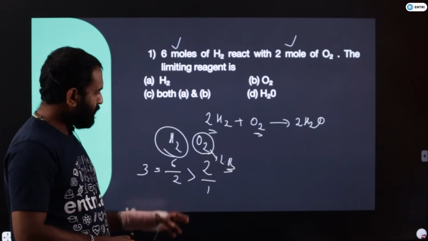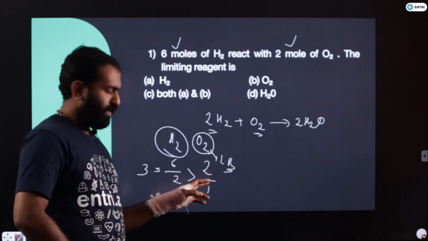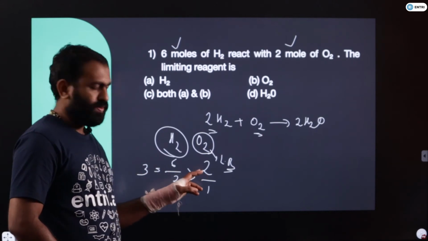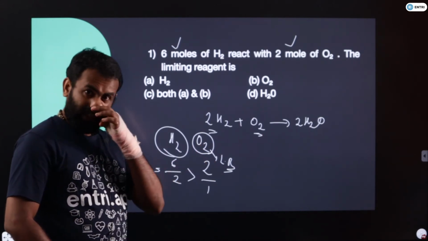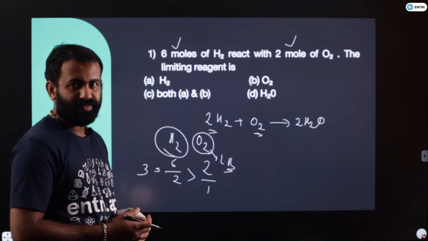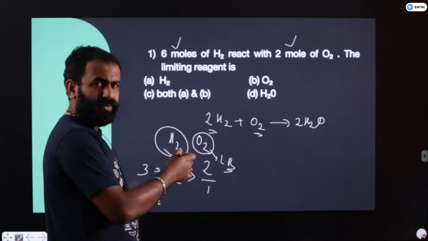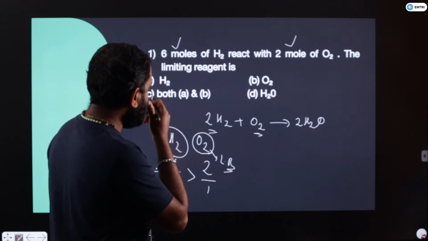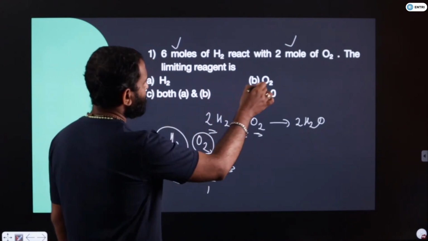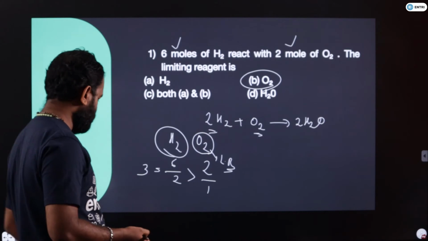3 is greater than 2, so hydrogen is the excess reactant and oxygen is the limiting reactant. The amount of product is always based on the limiting reactant. Here the question is the limiting reagent. So, oxygen is the limiting reagent, option B.